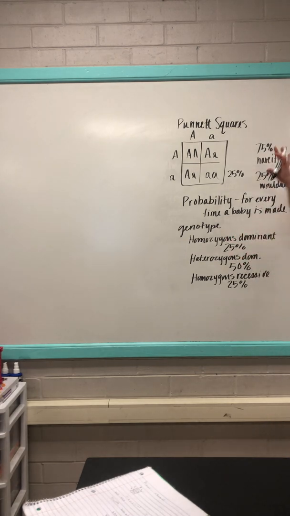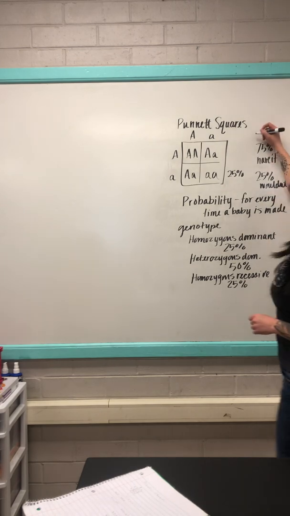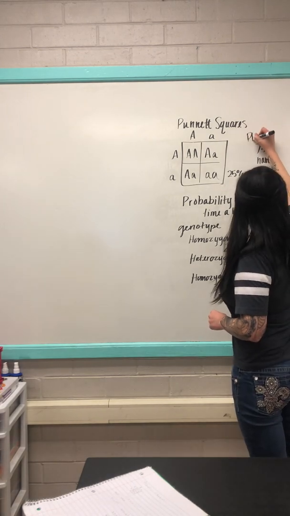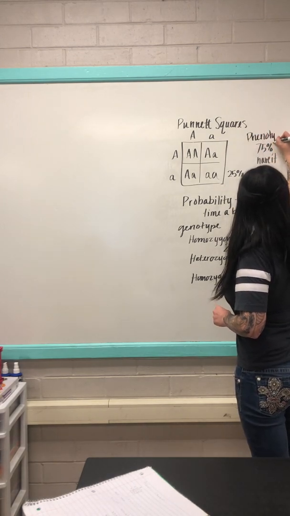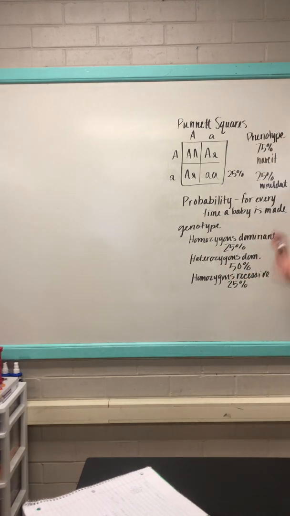So if we were doing bent pinkies on this, we'd have a 75% chance that the child would have a bent pinky and a 25% chance that it wouldn't. Okay, so this would be the phenotype. That's what you're seeing, what's showing up. Genotype is what you're seeing in the genes. You understand the difference?